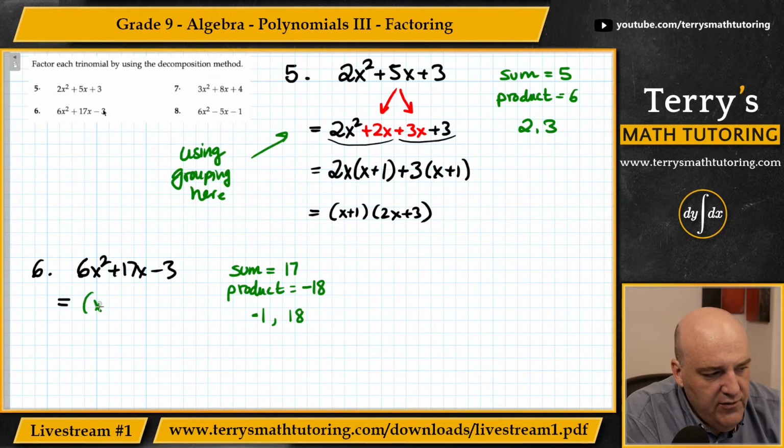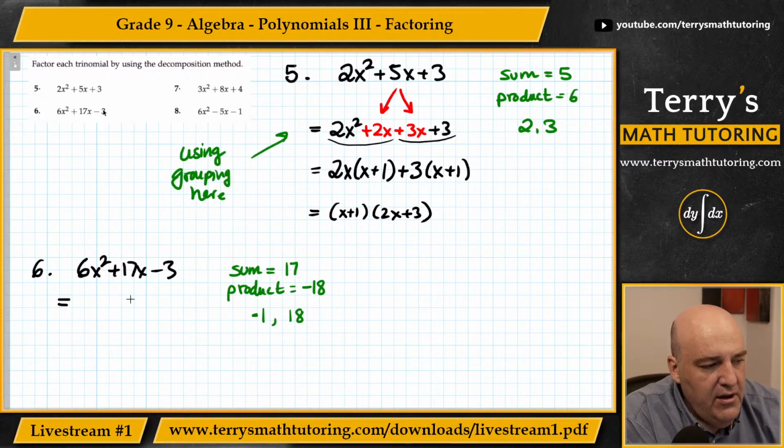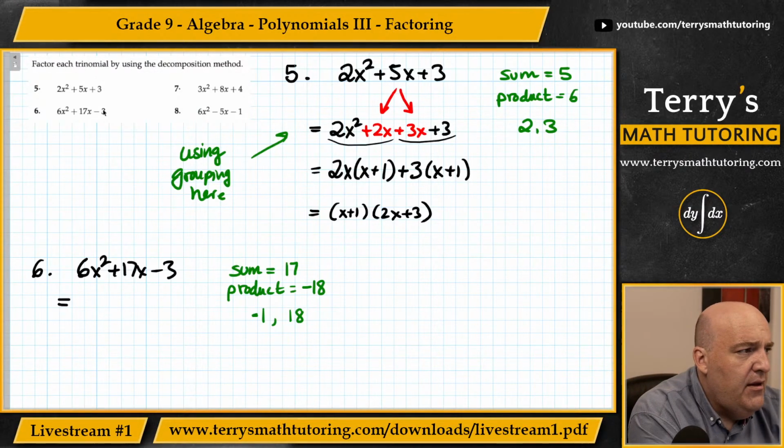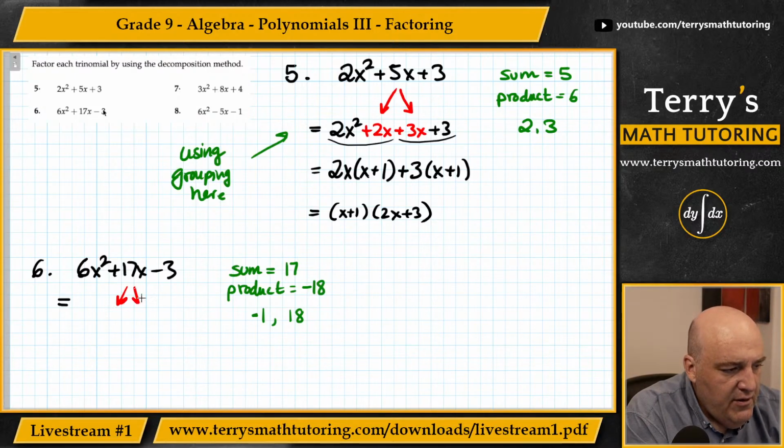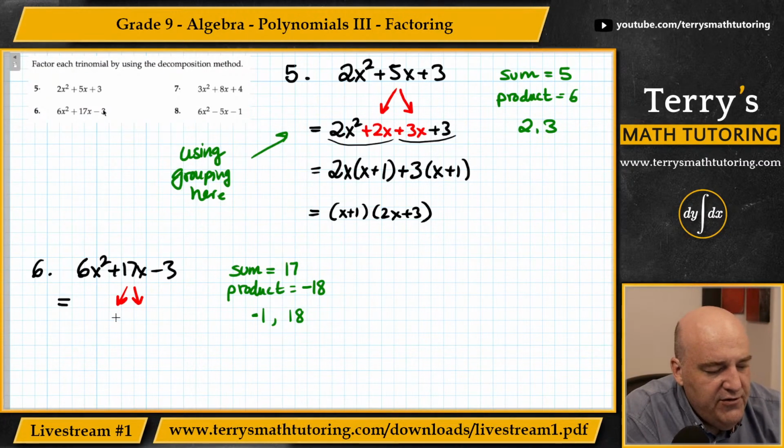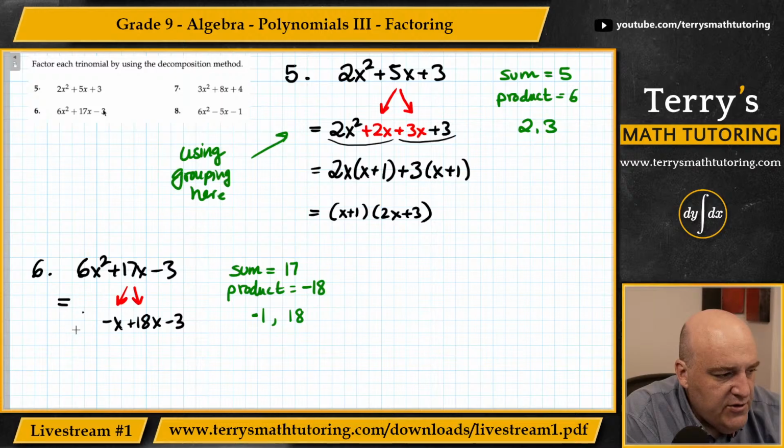And again, do not do this. Do not write x minus 1, x plus 18. That's only available when a is 1, and a is not 1 here. So we have to use the decomposition method. We got to break this middle term up into two pieces using these two numbers here. So the 17x, let's break it up into minus x. You could write a 1 there, but usually we don't. Minus 1x is just minus x. And then plus 18x. And then the minus 3 is recopied, and the 6x squared is recopied.